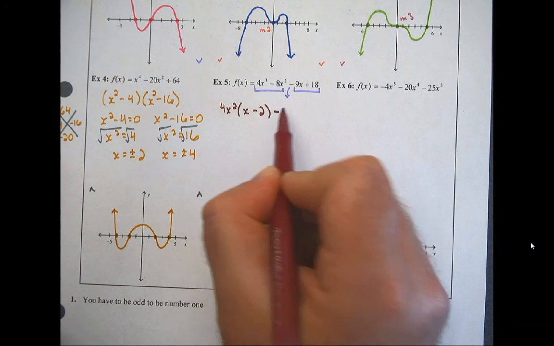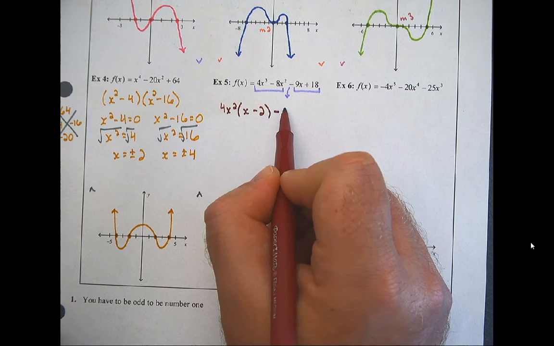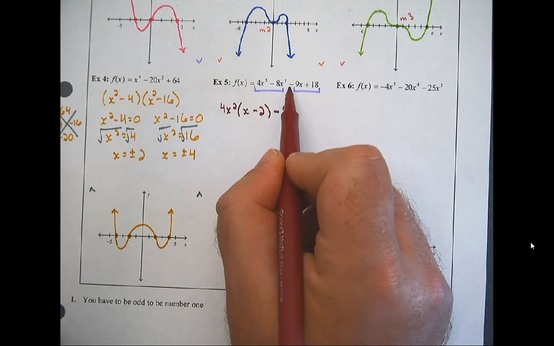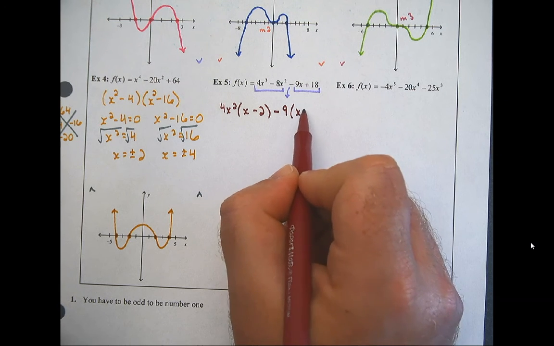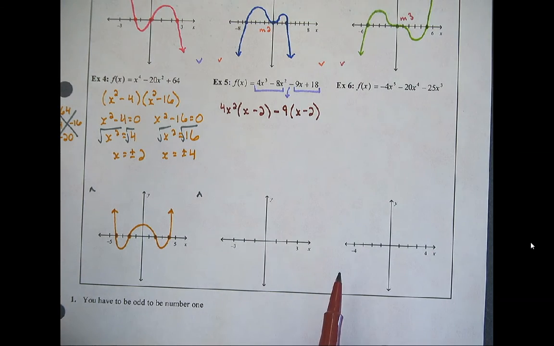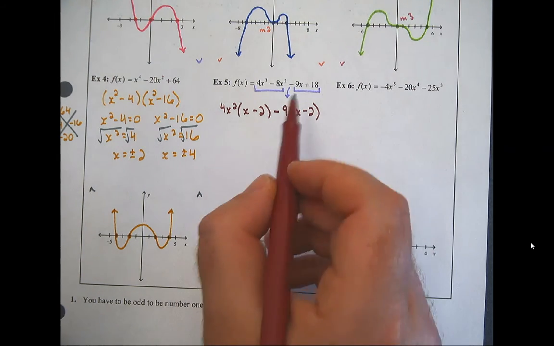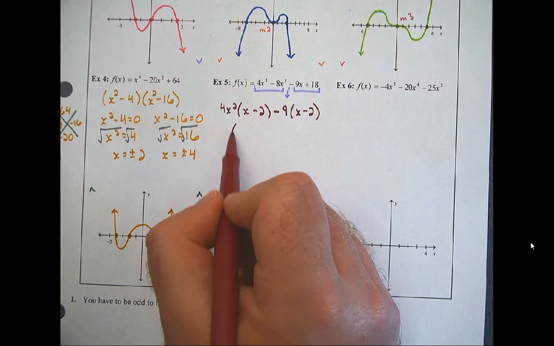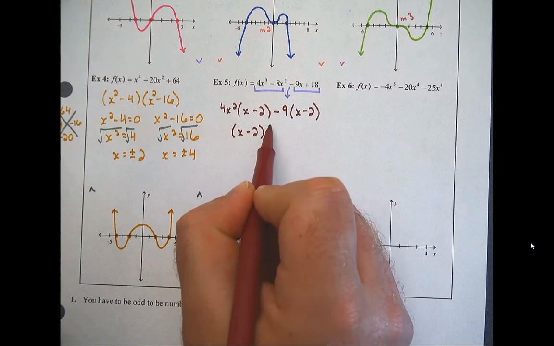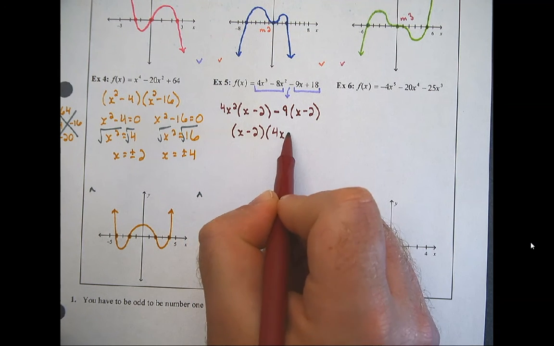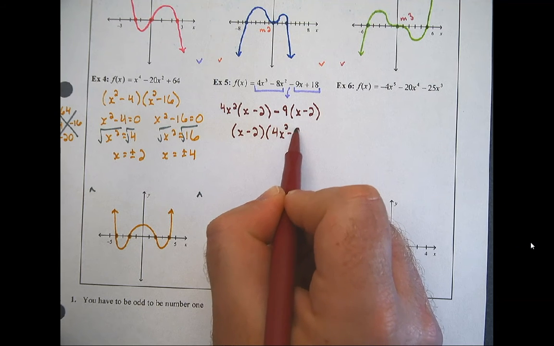The negative has to come out. 9 and 18 have a 9 in common. Now you took out a negative 9, so that leaves behind an x and a minus 2. Those who factor by parts know that that's a good thing because these two are the same. So x minus 2 and 4x minus 9, 4x squared minus 9, sorry.